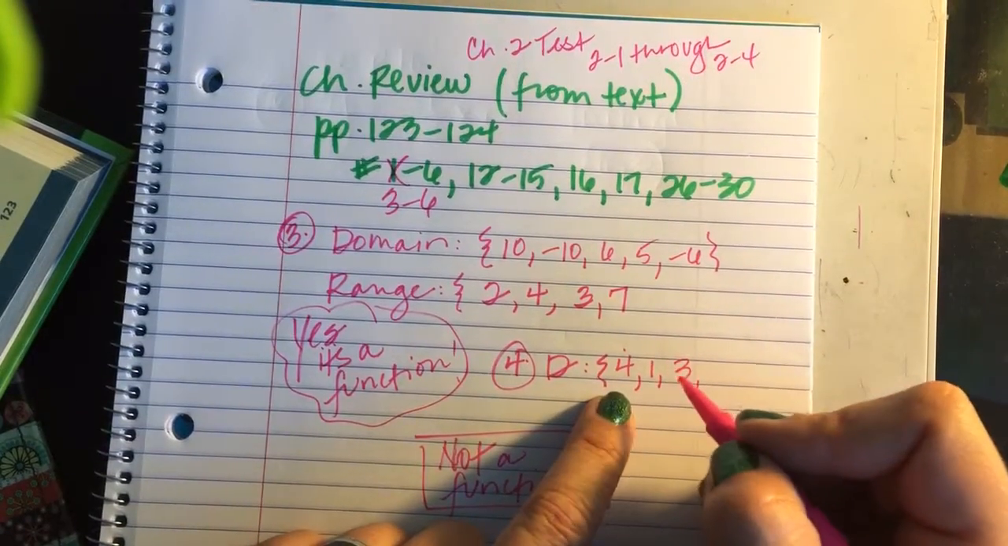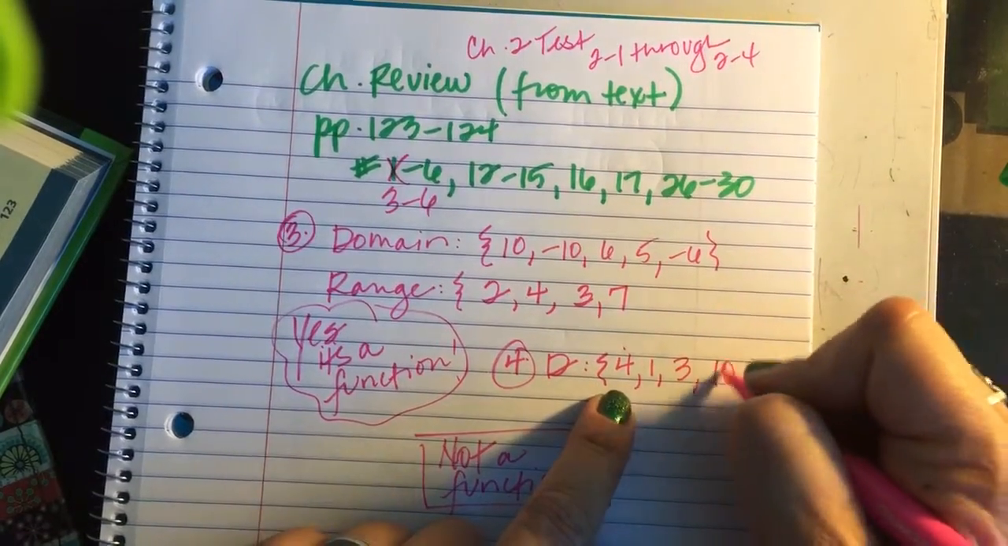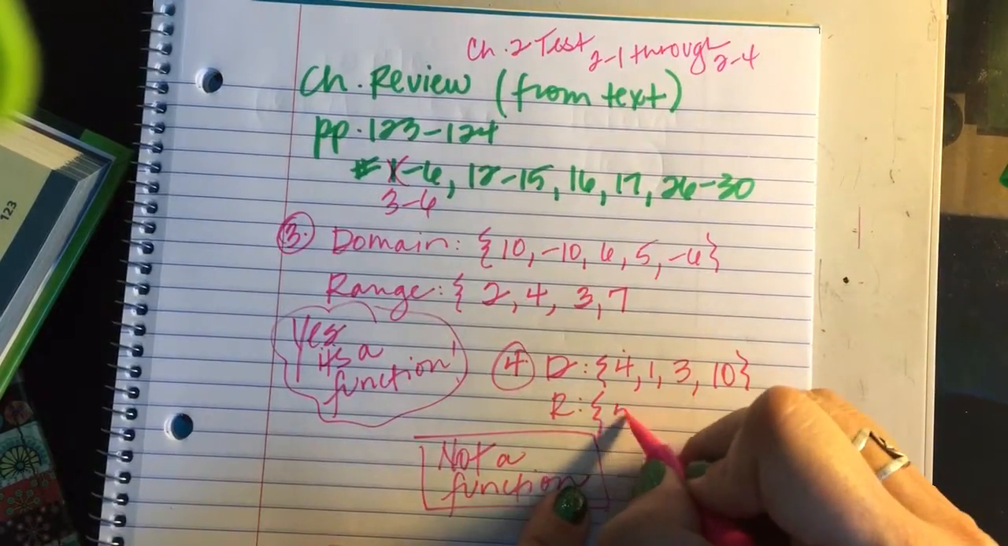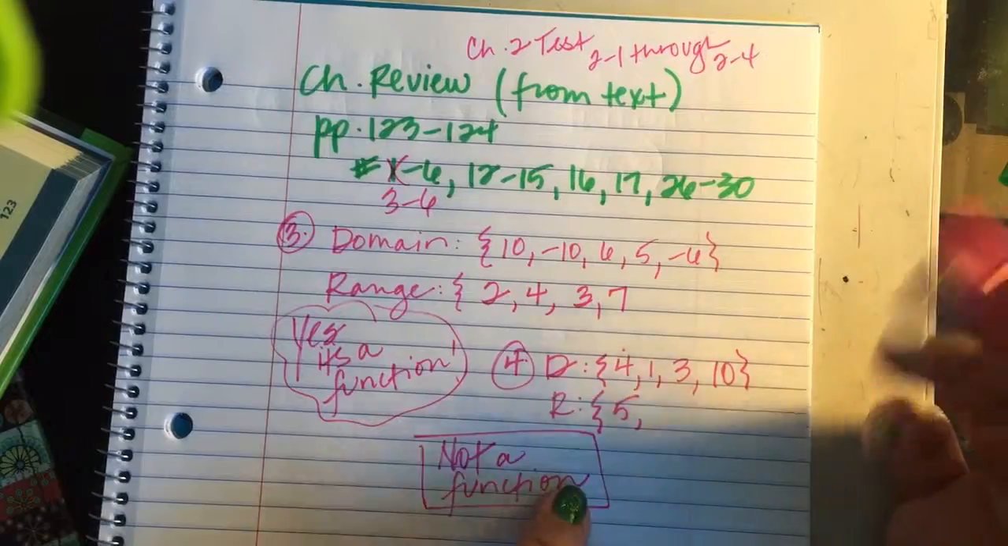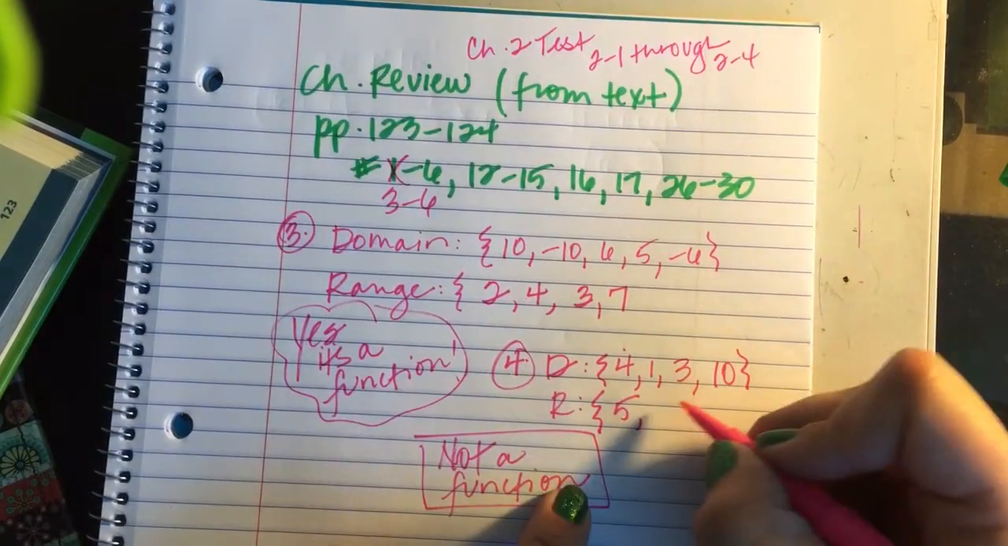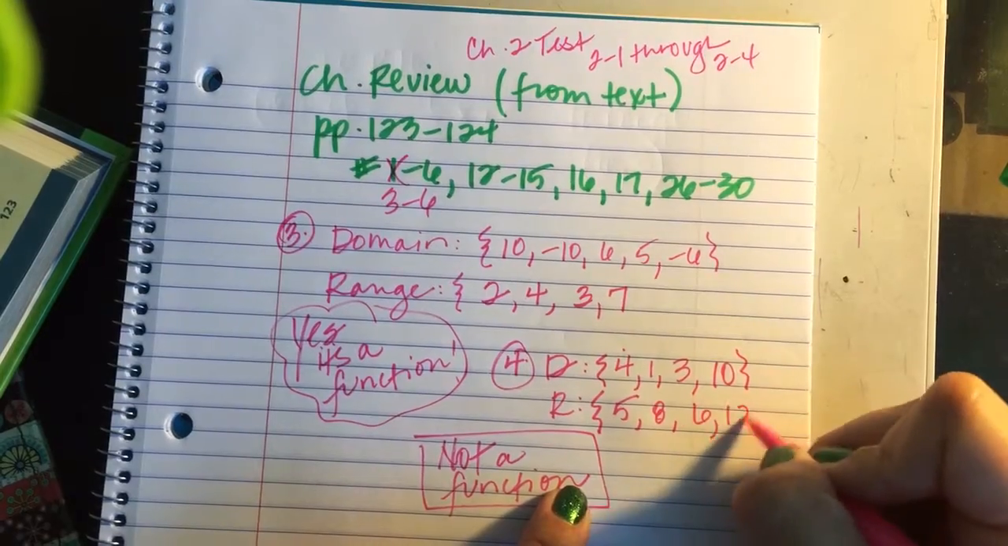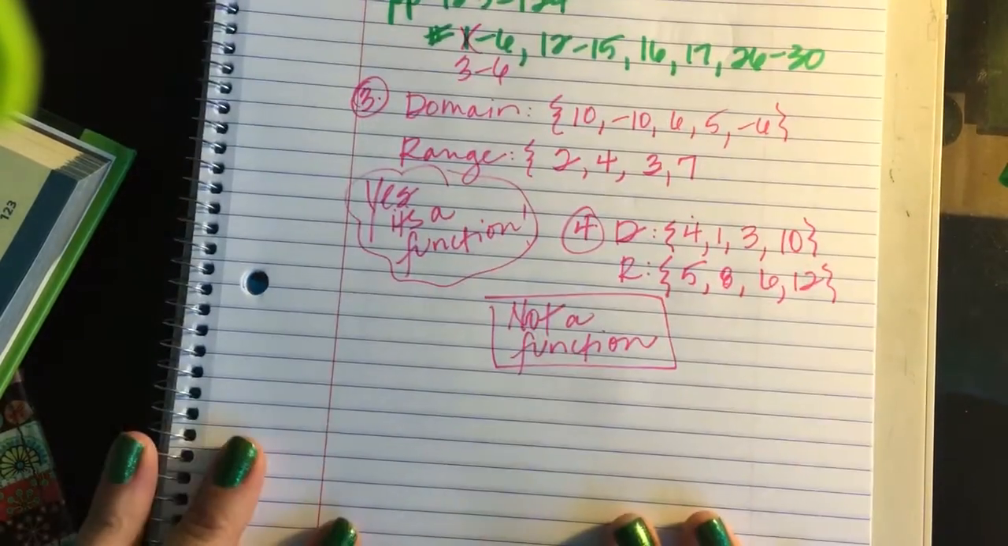So 4, 1, 3, don't rewrite the 4. The last number of the domain would be 10. And then my range would be: the y value is 5. The second y value is 5. I'm not going to repeat it. 8, 6, and 12 would be the values of my range.